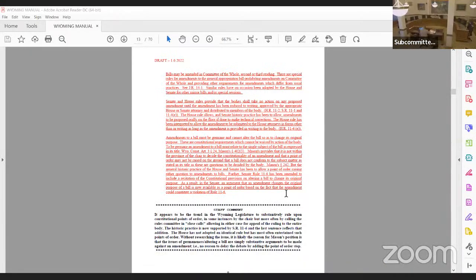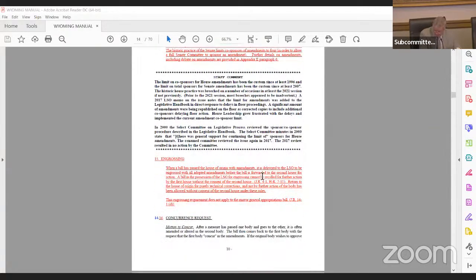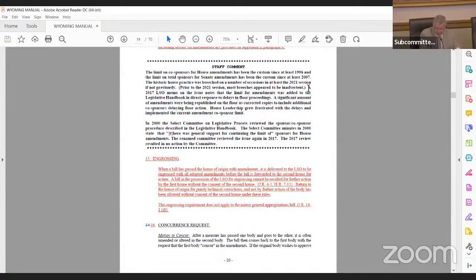Okay, Mr. Chairman, I'm back on page 10, paragraph 15, engrossing. This is precedent, and it can be important. Basically, your rules say that once a bill leaves possession of the House, that House can't act on it unless it makes a motion to recall the bill. The question is, what happens with bills that are in the possession of the LSO getting engrossed?